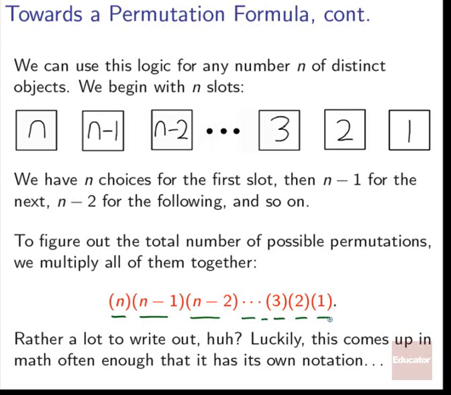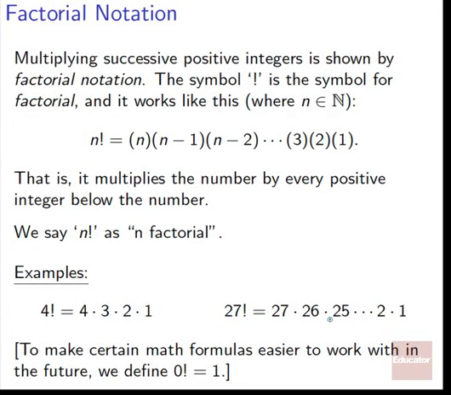So luckily, this comes up often enough that we won't actually have to write out this whole long thing every time we want to talk about it. It has its own special notation. That special notation is factorial notation. Multiplying successive positive integers is shown by factorial notation. The symbol that's just like an exclamation mark is the symbol for factorial, and it works like this.